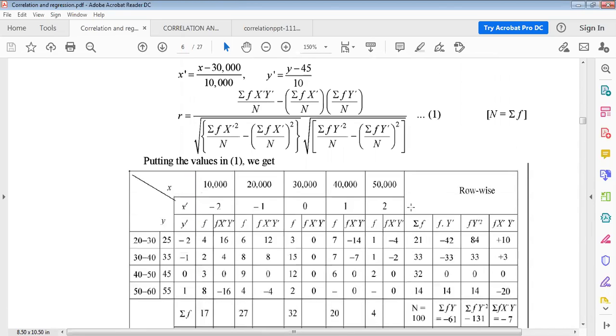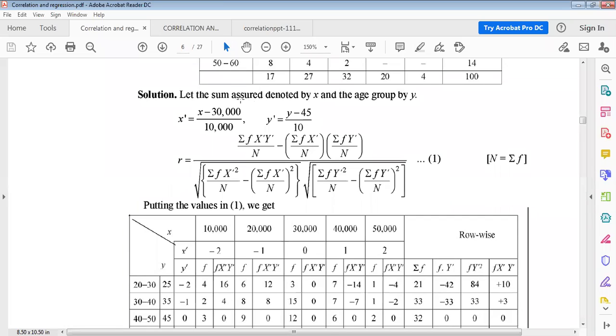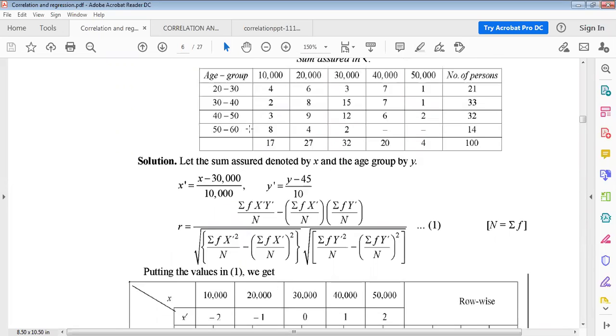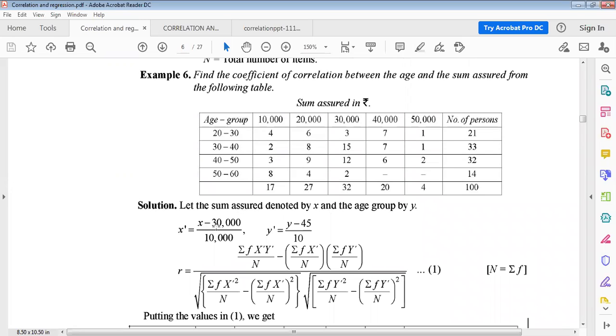n equals 100. Now let us take x and y as the variables. x dash will be x minus x bar, 30,000 divided by 10,000, and y dash will be y minus y bar. x will be denoted by money, and y will be taken as age.